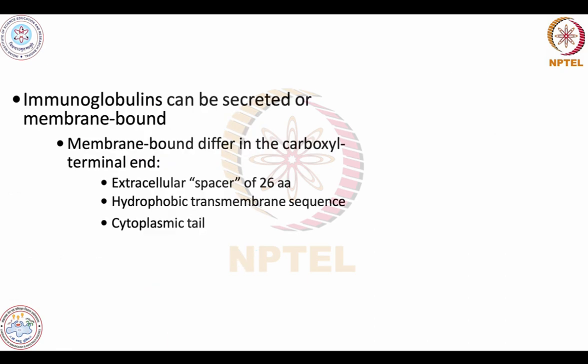Immunoglobulins can be secreted or membrane bound. Membrane bound forms differ in their carboxyl terminal end. An extracellular spacer of 26 amino acids is there, followed by a hydrophobic transmembrane sequence and a cytoplasmic tail.